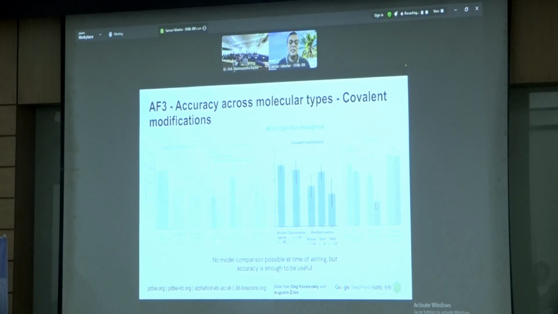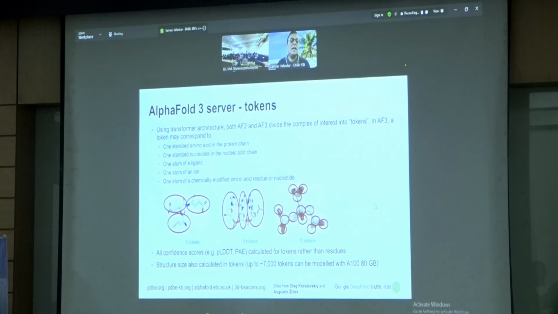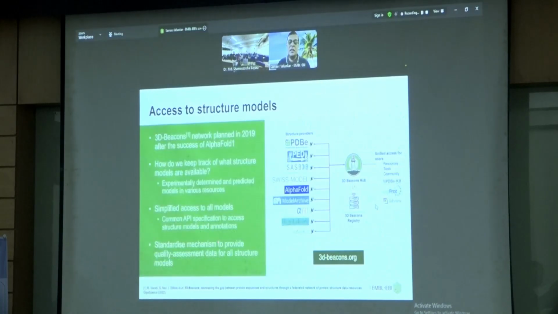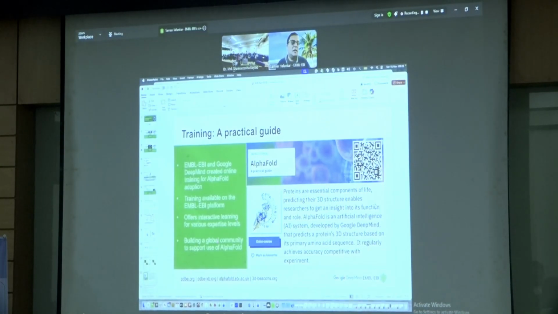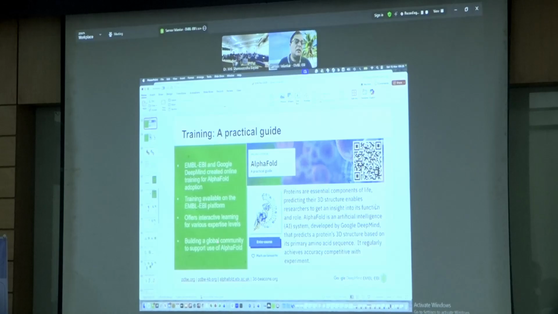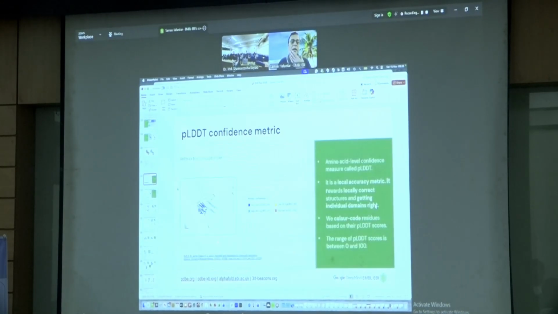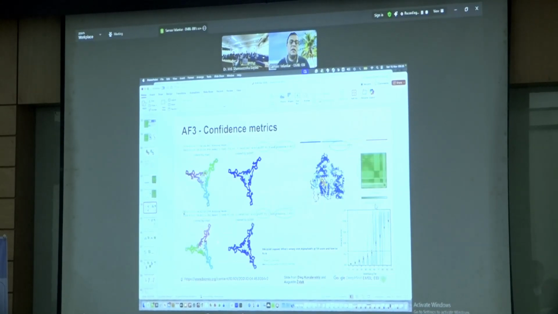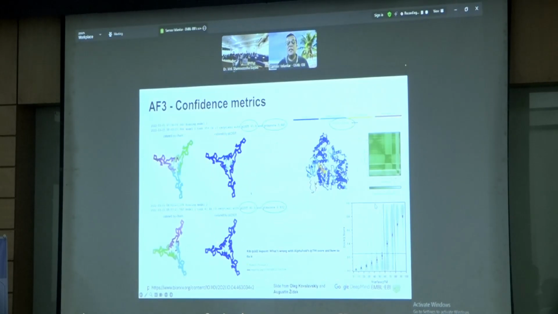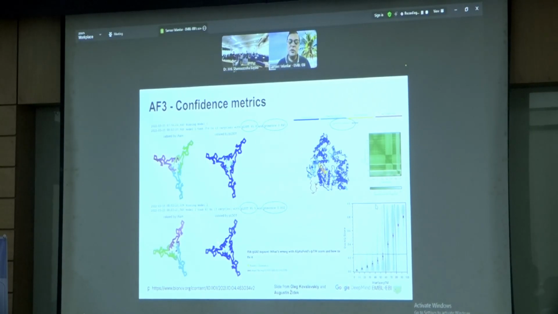And you may have seen these slides already. I don't want to go into that. But I want to say, let me check. Yeah, maybe this one. Okay. So it has the same kind of confidence metrics as pLDDT and PAE, and they have very similar meaning. But it also obviously has the interface related score, the ipTM, which is the interface TM score.